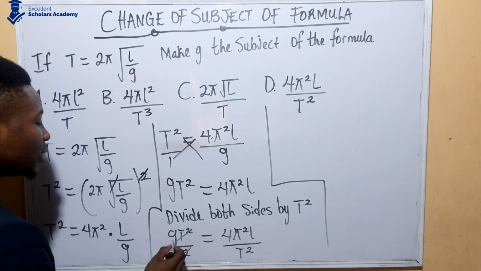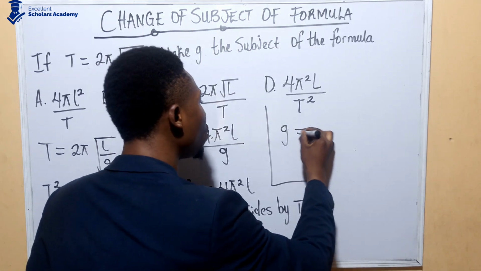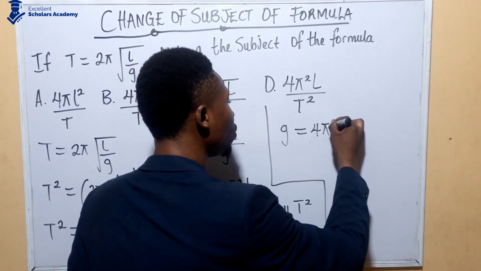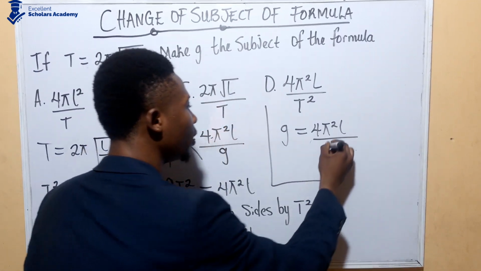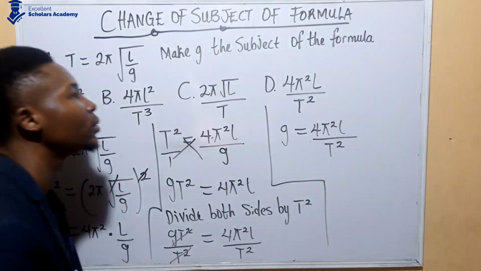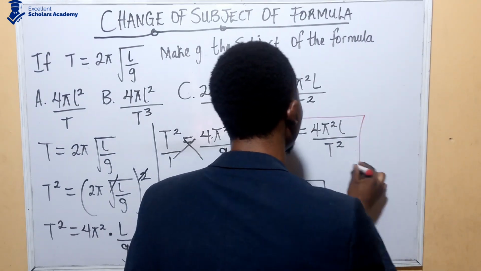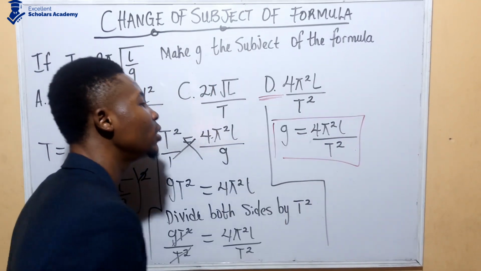Now this takes this away. We are going to be left with g is equal to what? 4 pi squared L over t squared. So that's going to be our answer. So when you make g the subject of the formula, you have this, and that correlates with option D. So option D is our answer.